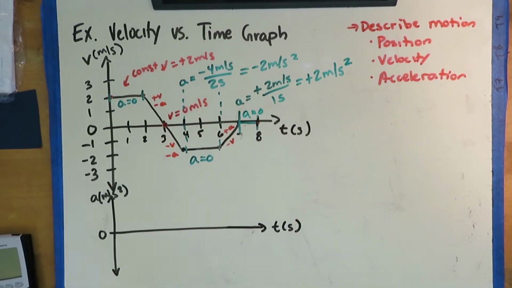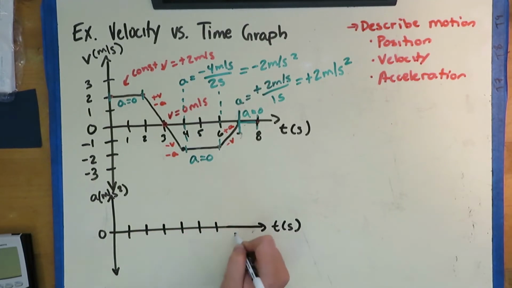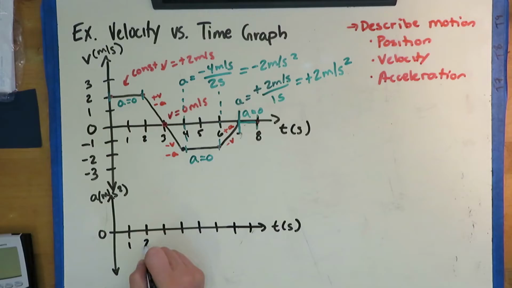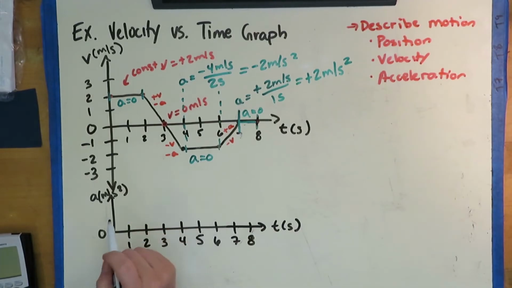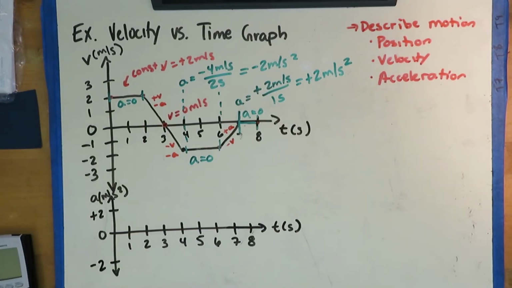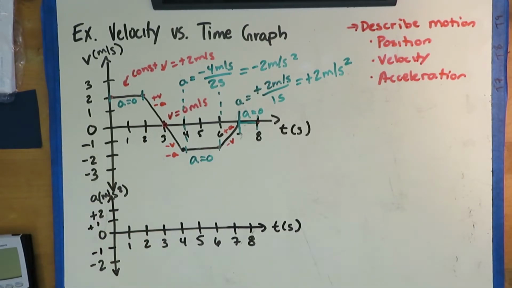So if I wanted to draw that on my graph, I would need to make sure I try and approximate those time intervals. So 1, 2, 3, 4, 5, 6, 7, 8. And then because my acceleration is kind of binary, I can just put a positive 2 and a negative 2 there for my values. I don't need to break it down further, although I could do positive 1 and negative 1. And then I just have to graph it.